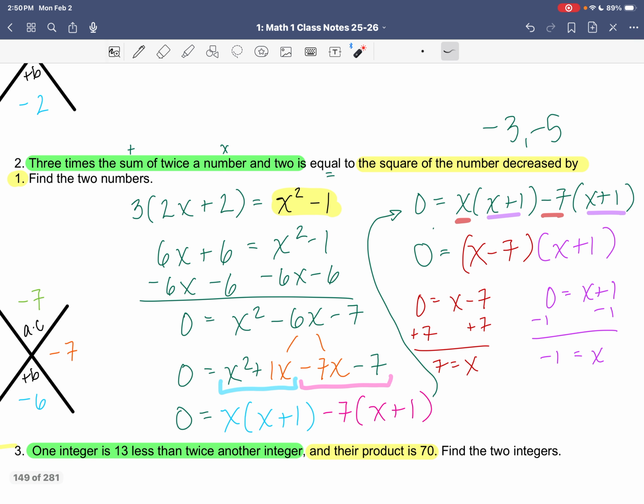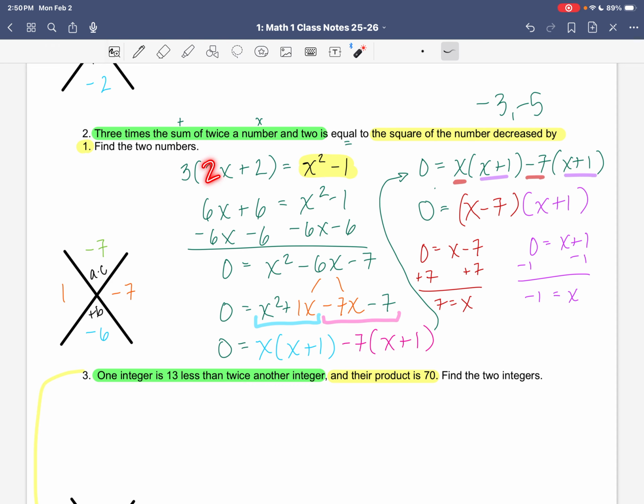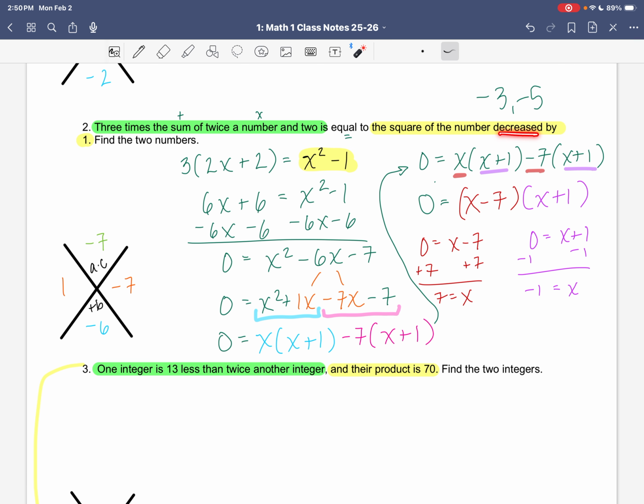Number 2 on this section is 3 times the sum of twice a number and 2 is equal to the square of a number decreased by 1. So now that you got that, first we have to distribute, so you get 6x plus 6. Now we need to take this and move it over to this side, or we can take this and move it over to this side.